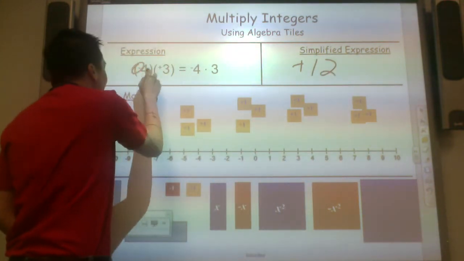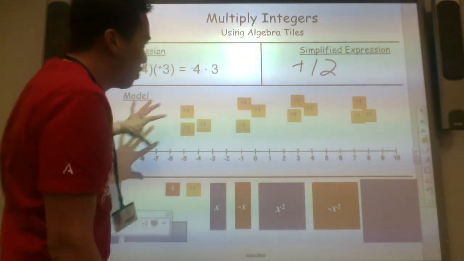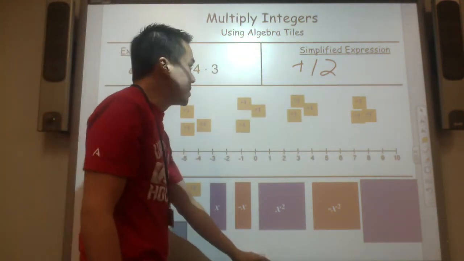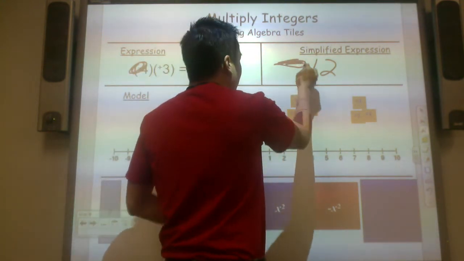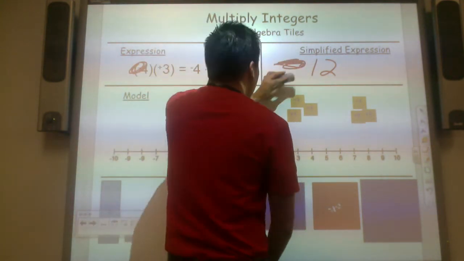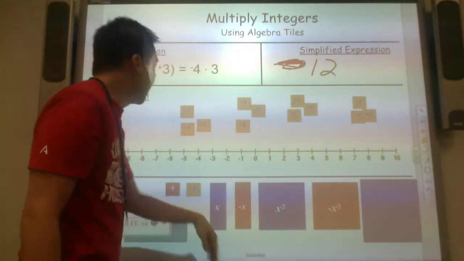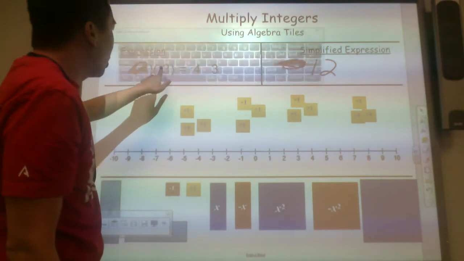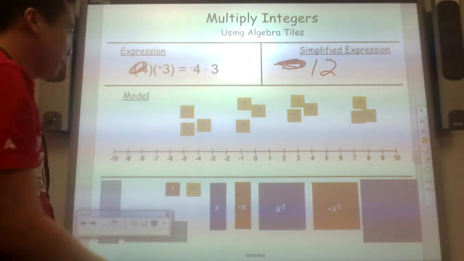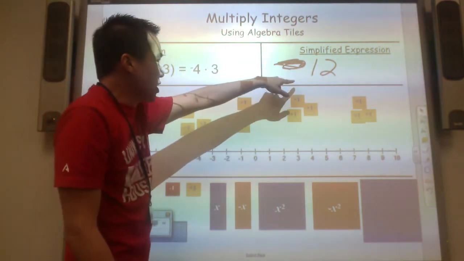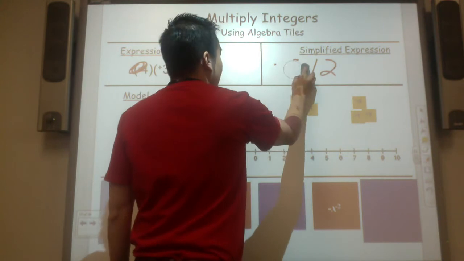But this negative right here is saying, what is the opposite of this? The opposite of positive 12 would be negative 12. So the answer is negative 12. So it's saying, what is the opposite of 4 groups of positive 3? So positive 12 becomes negative 12. Make it a little neater.